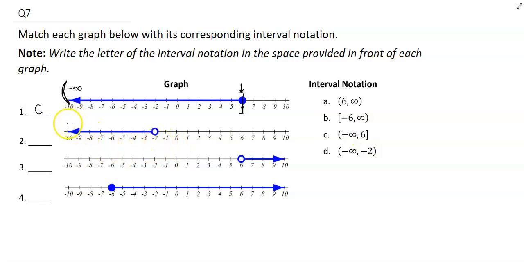Now let's look at this one. This one is going forever to negative infinity. Then I know that here must be a parenthesis. This point here, negative 2, is open, is hollow. It means that I'm not including the negative 2. Any number extremely close, but not the negative 2. So there is another parenthesis right here. Which one matches this? The D.